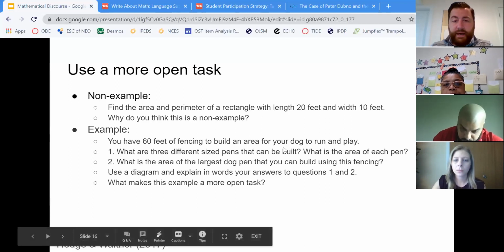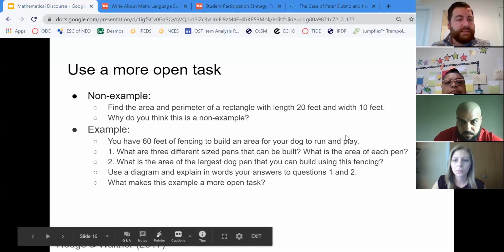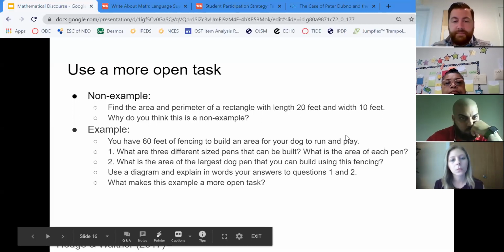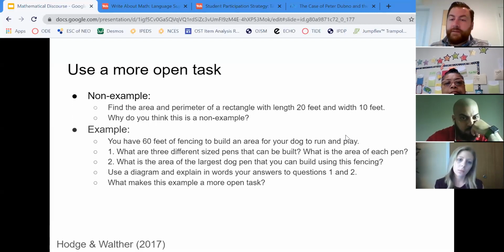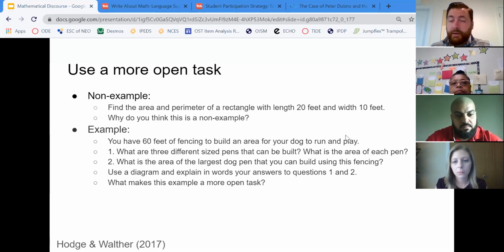Now, if we contrast that with something very similar, it's going to hit the same standard, but in a different way. We're going to open up the task. You have 60 feet of fencing to build an area for your dog to run and play. What are 3 different sized pens that can be built? What is the area of each pen? What is the area of the largest dog pen that you can build using this fencing? Use a diagram and explain in your words your answers to questions 1 and 2.